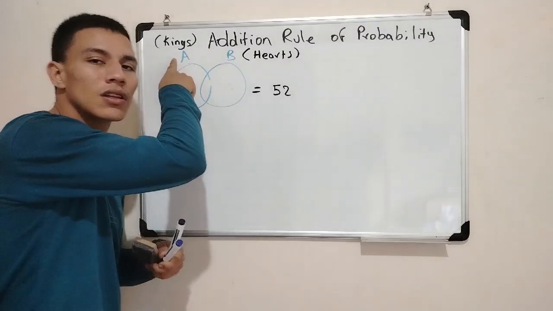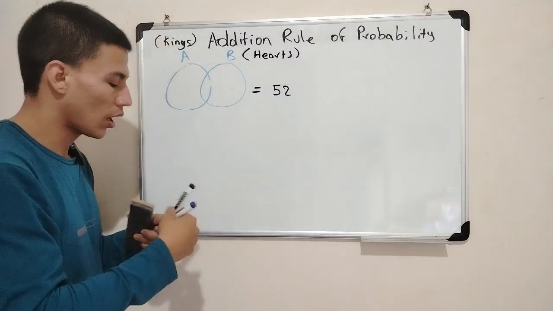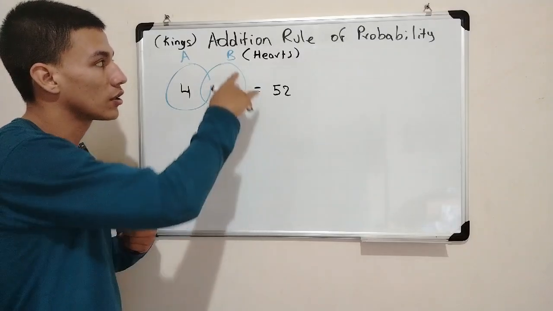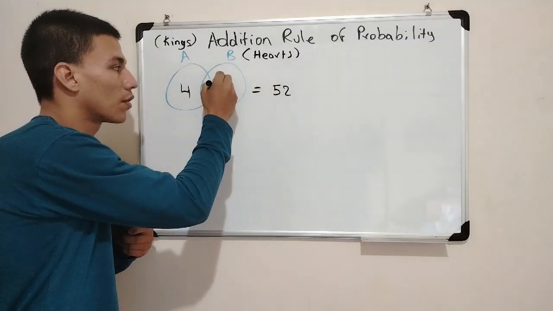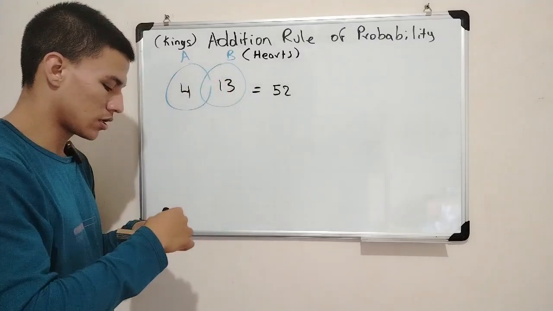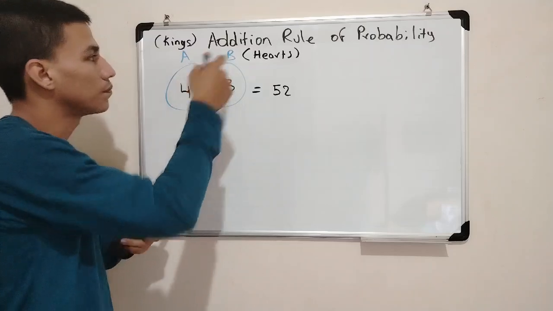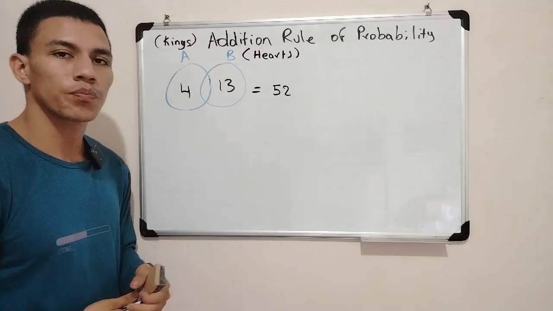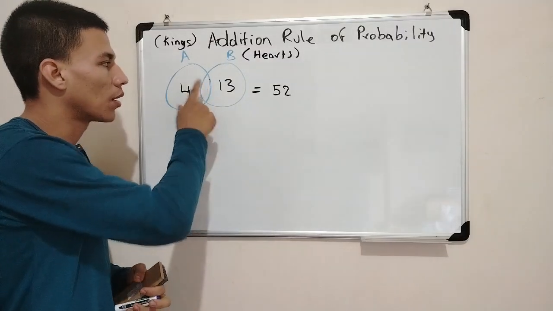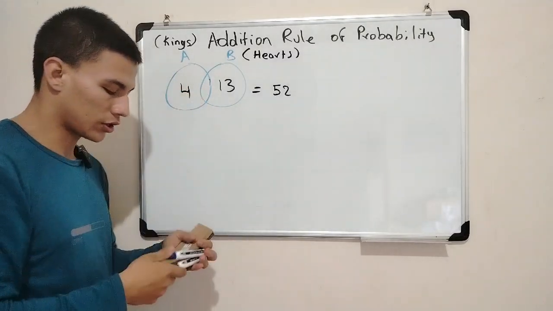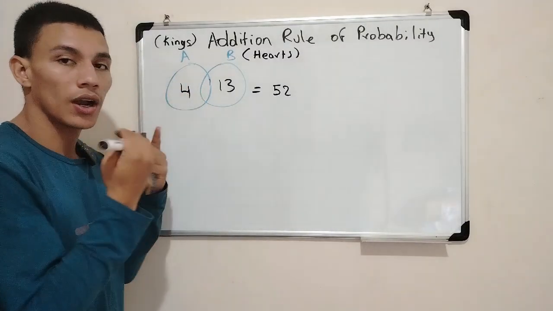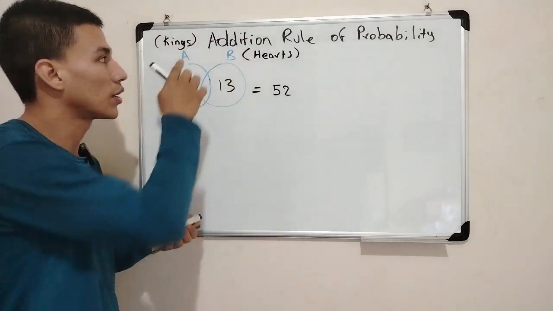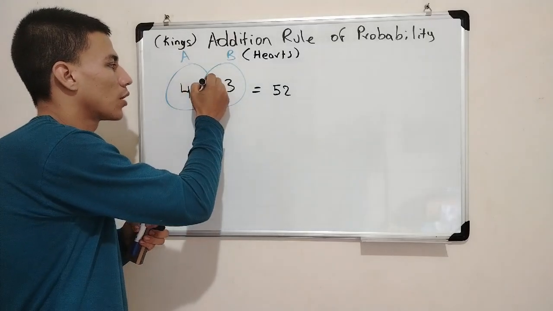So how many cards of kings do we have? We have four kings. And how many cards of hearts do we have? We have 13 cards of hearts. Also, I forgot about this overlapping section where the two of them are the same. So we have king and we have hearts. The king of hearts, how many do we have? We have just one.